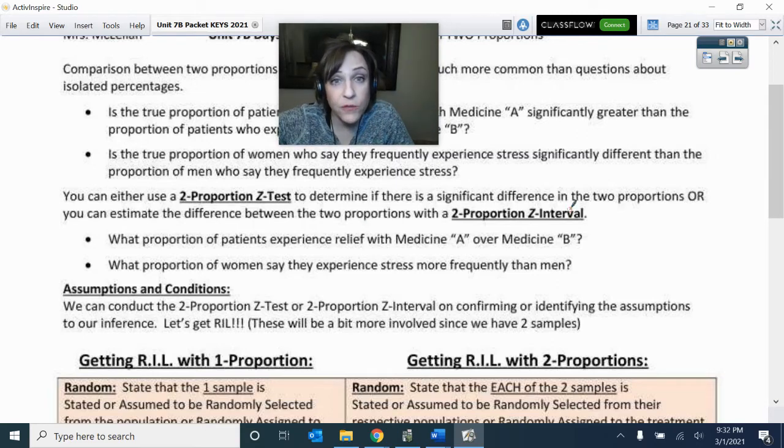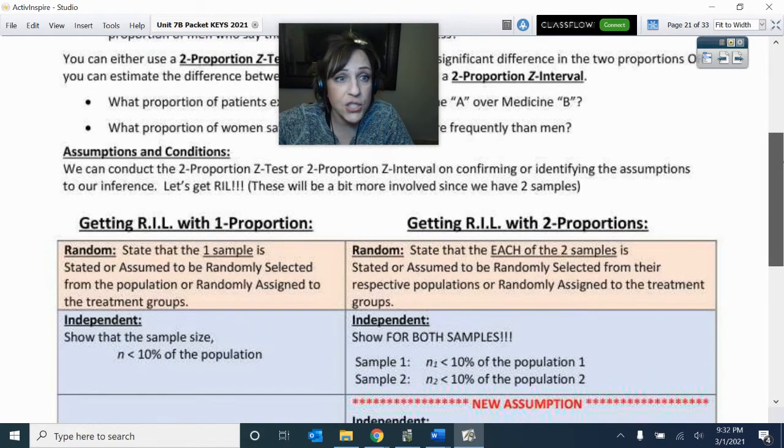Now, when we do our interval tomorrow, then we could actually estimate the amount, say like the proportion of patients who experience relief with medicine A above medicine B. How much higher is the proportion with which medicine, that kind of thing, and how much more. What proportion of women say they experience stress more frequently than men? So when we estimate an amount, that's what we'll do tomorrow with our two proportion Z intervals. Okay, so here we go.